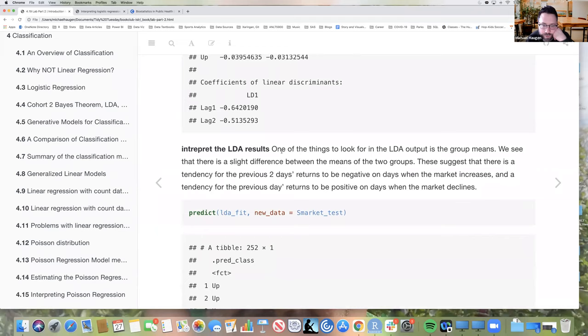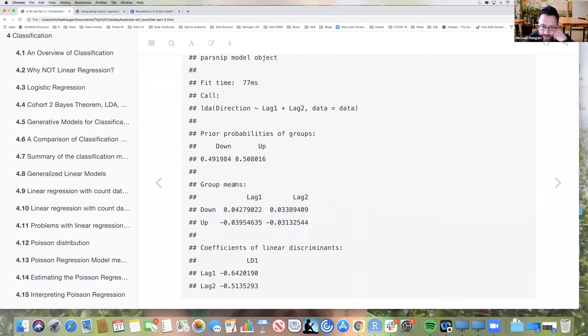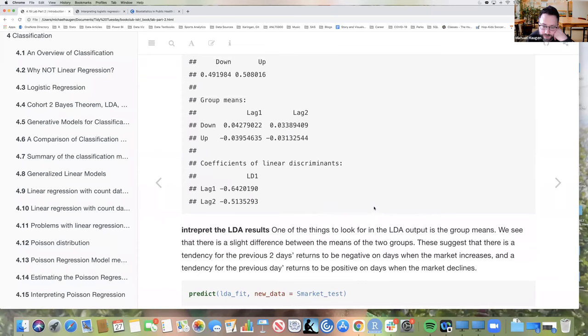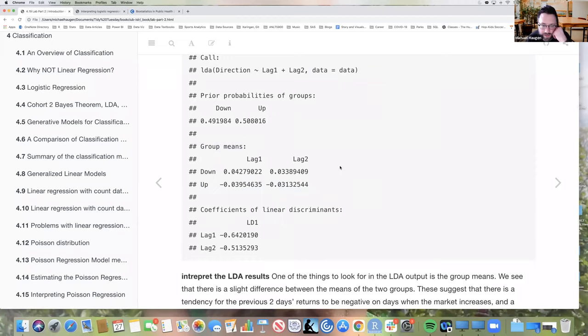I did want to read some of this text here. One of the things to look for in the LDA output is the group means. We see that there is a slight difference between the means of the two groups. These suggest that there is a tendency for the previous 2 days' stock returns to be negative on days when the market increases, and a tendency for the previous day's returns to be positive on days when the market declines. And that's what we see here. Group means when the market declines, that's this. The market increases, that's this. So they suggest a tendency for the previous 2 days' returns to be negative on days when the market increases, which is what we have here, and then the opposite. So the LDA output gives us these group means, and that, I guess, is fairly interpretable.